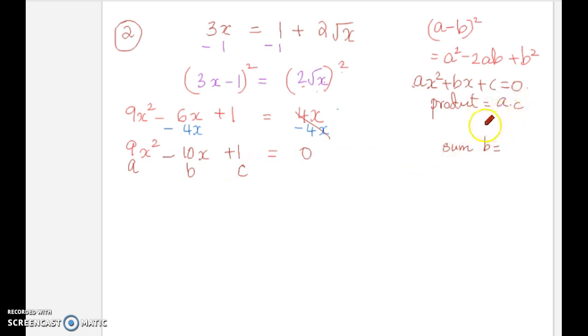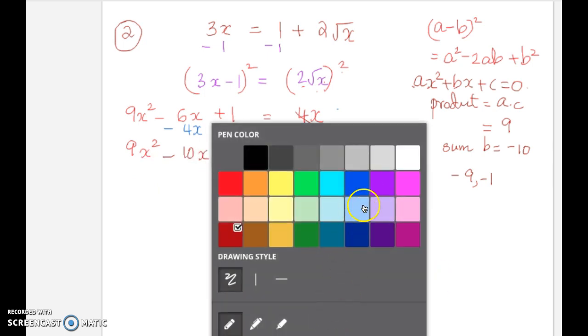So ac would be 9 times 1 is 9, and the sum would be -10. What are the two numbers? When you multiply, you get 9, and when you add, you get -10. I think it's -9 and -1. So we're going to use those two numbers to split the middle term so that we can rearrange, group, factor and solve.